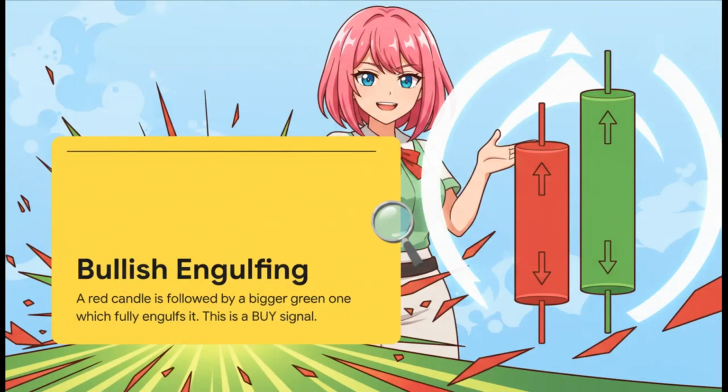First up is a classic, the bullish engulfing pattern. Here's what you look for. You see a red candle, and then it's followed by a big green candle that just completely swallows, or engulfs, that red one. What's this telling you? It's a huge, dramatic shift showing that the buyers just completely steamrolled the sellers. And here's a tip: the bigger that green candle is, the stronger that buy signal becomes.